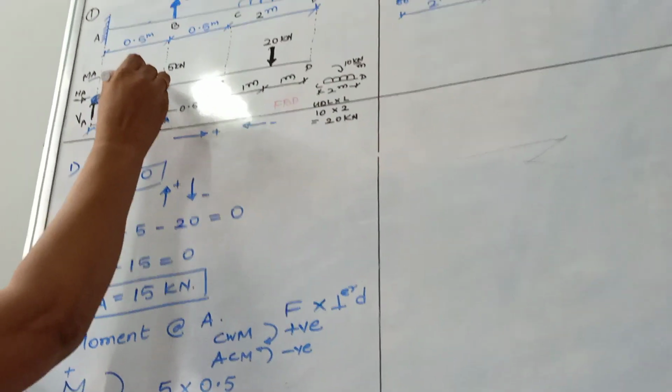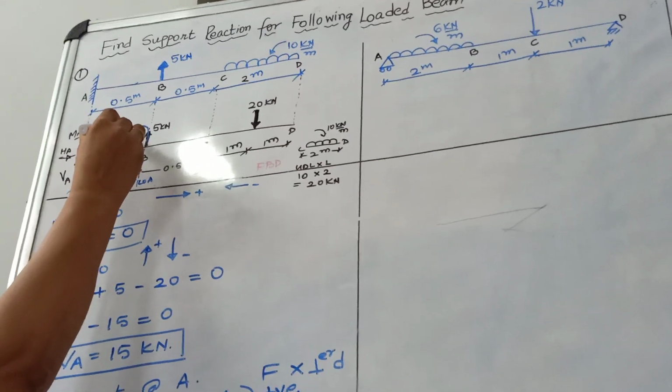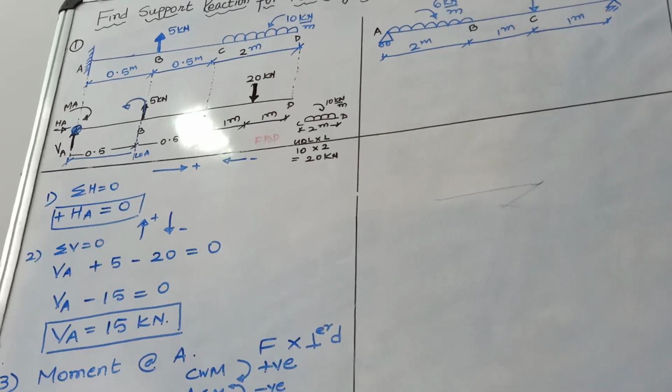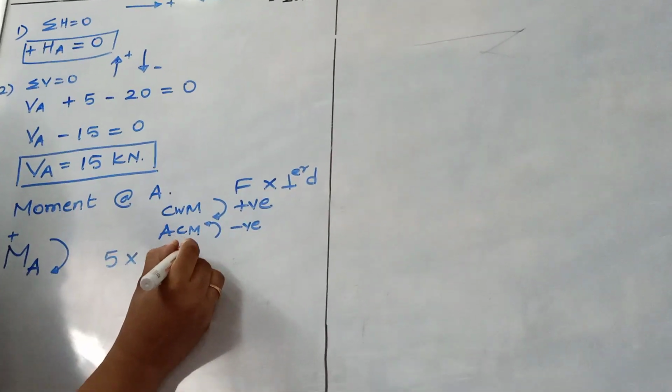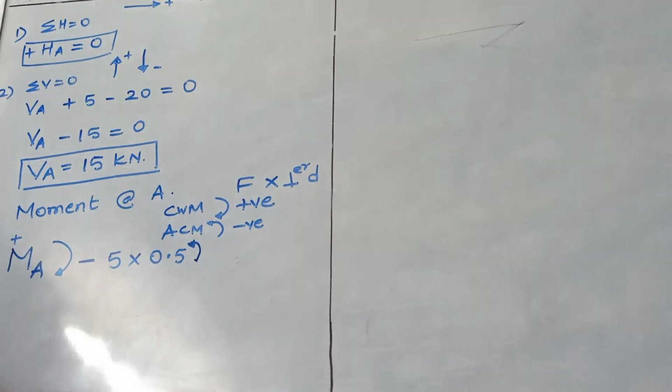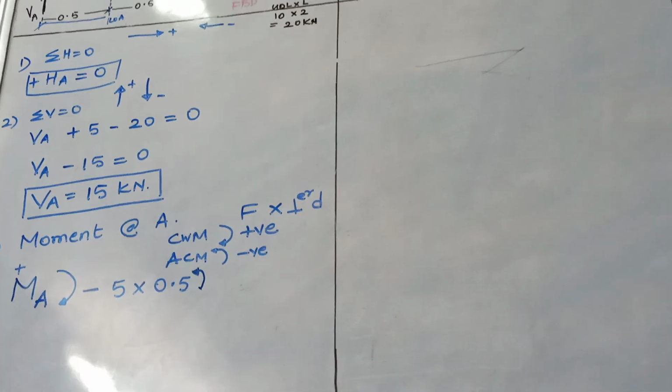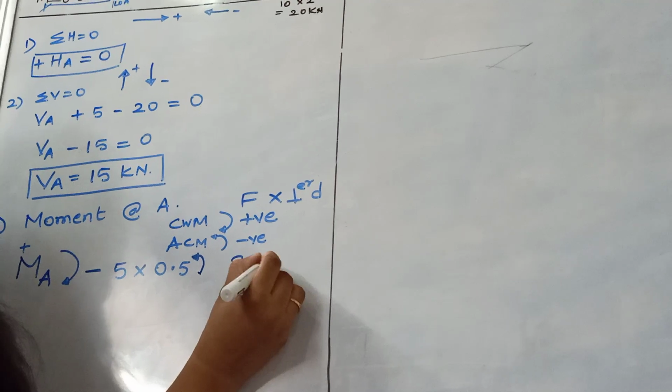How will it rotate? It will try to rotate in the anti-clockwise direction, so it will be minus. Then we have the third force, that is 20. So 20, and what is the distance?